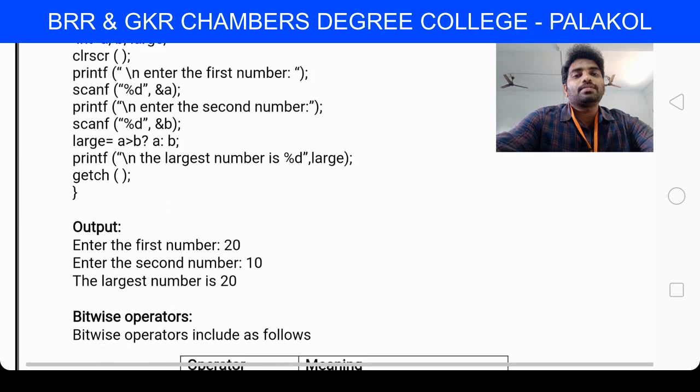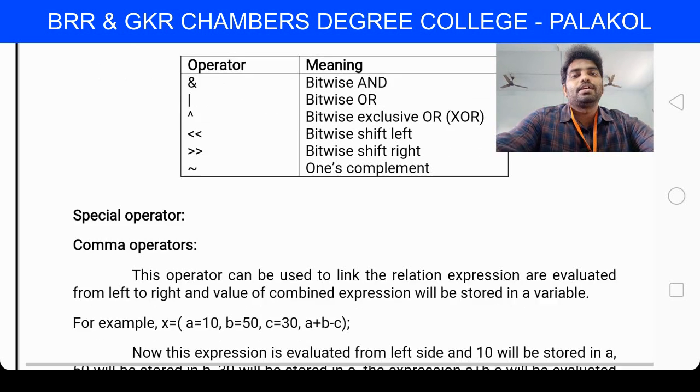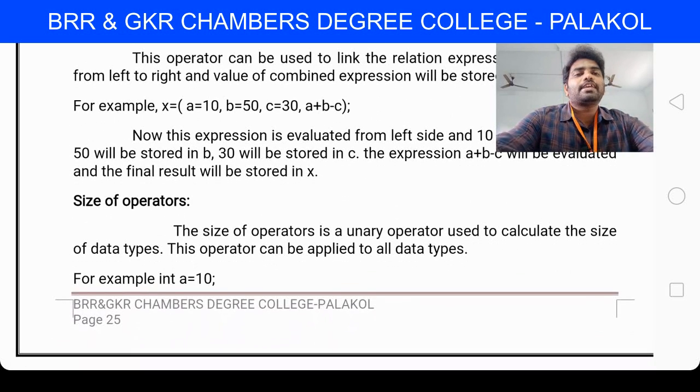Okay, next one, bitwise operators. AND, OR, XOR, left shift, right shift, and one's complement. These are the bitwise operators. Next one, comma operator. Okay, int x, y, z: the variables are separated using the comma operator. Next one, sizeof operator. The sizeof operator is a unary operator used to calculate the size of data.